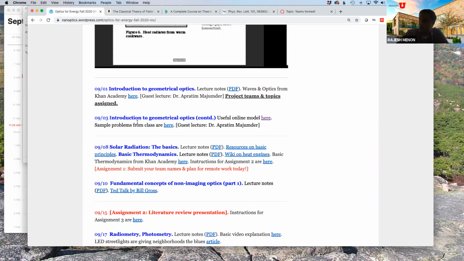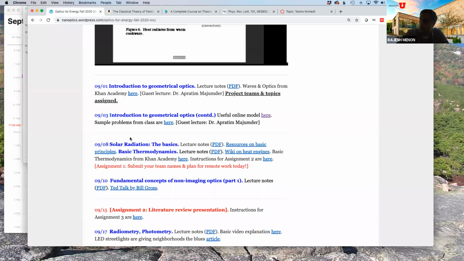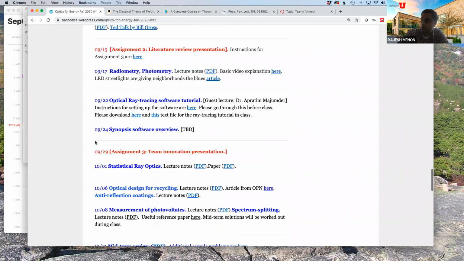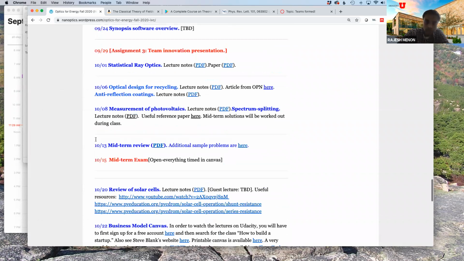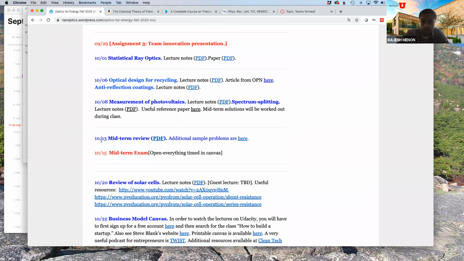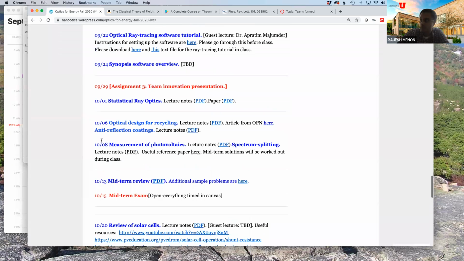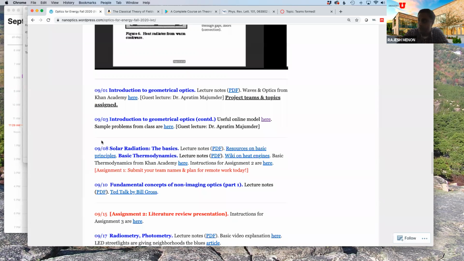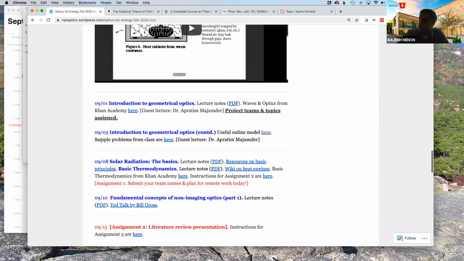So one quick comment I wanted to make is that everything that we will learn until the midterm, which is October 15th, so the review is on the 13th, will be included in the midterm exam. So make sure you are aware of that. So everything from last week till October 13th, which is the review, will be included in the exam. So pay attention.